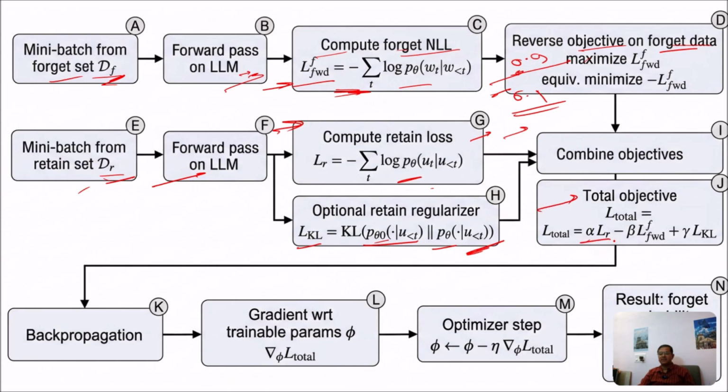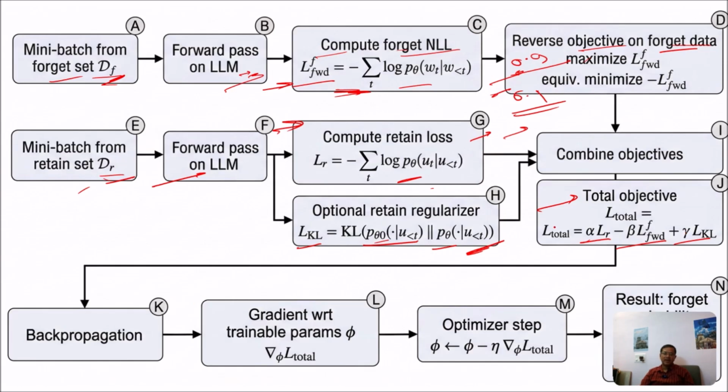Now we will combine all three objectives. The first objective is to learn, meaning retain what is there in the model. The second objective is to forget the unnecessary things in the model. The third objective is to maintain the stability of the model. So this is our total objective.